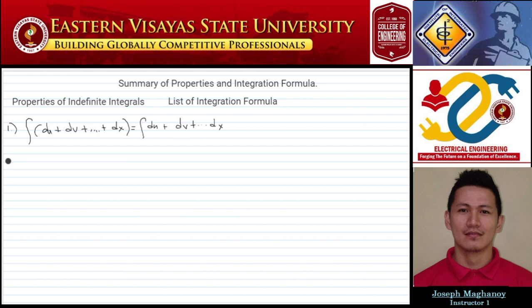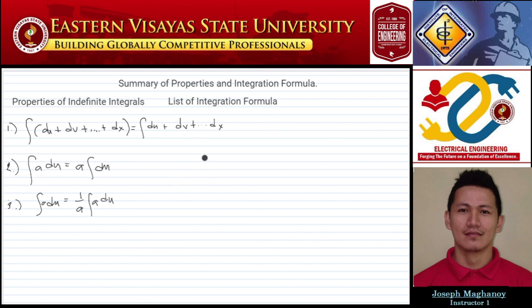And for your second property, of a constant, we carry out the constant to the other side of the integral sign. And number 3 property, shows the correction factor for your constant, the reciprocal of the derivative of your constant, du. So these are 3 properties.